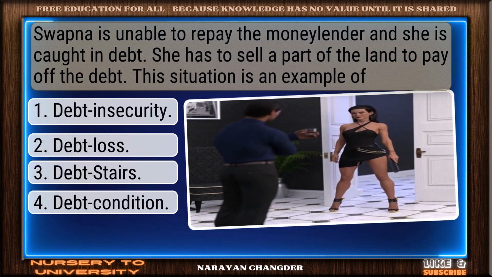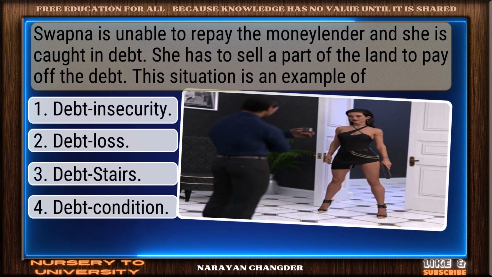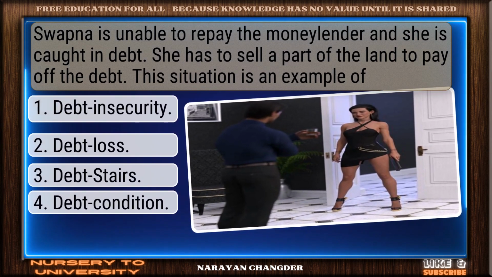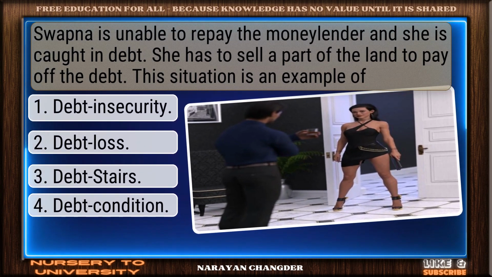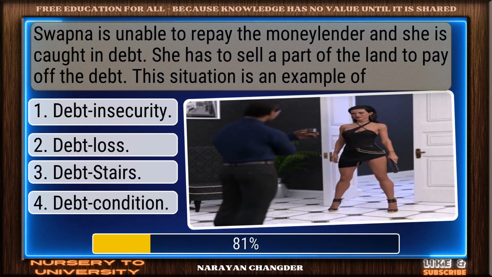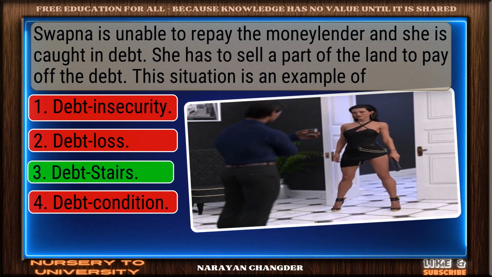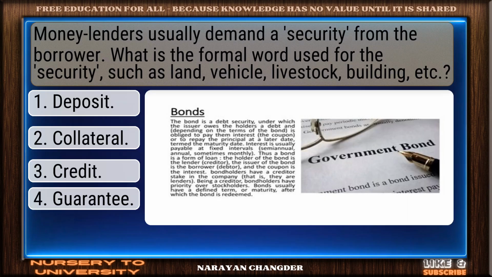Swapna is unable to repay the moneylender, and she is caught in debt. She has to sell a part of the land to pay off the debt. This situation is an example of. Right again. Debt trap is valid.